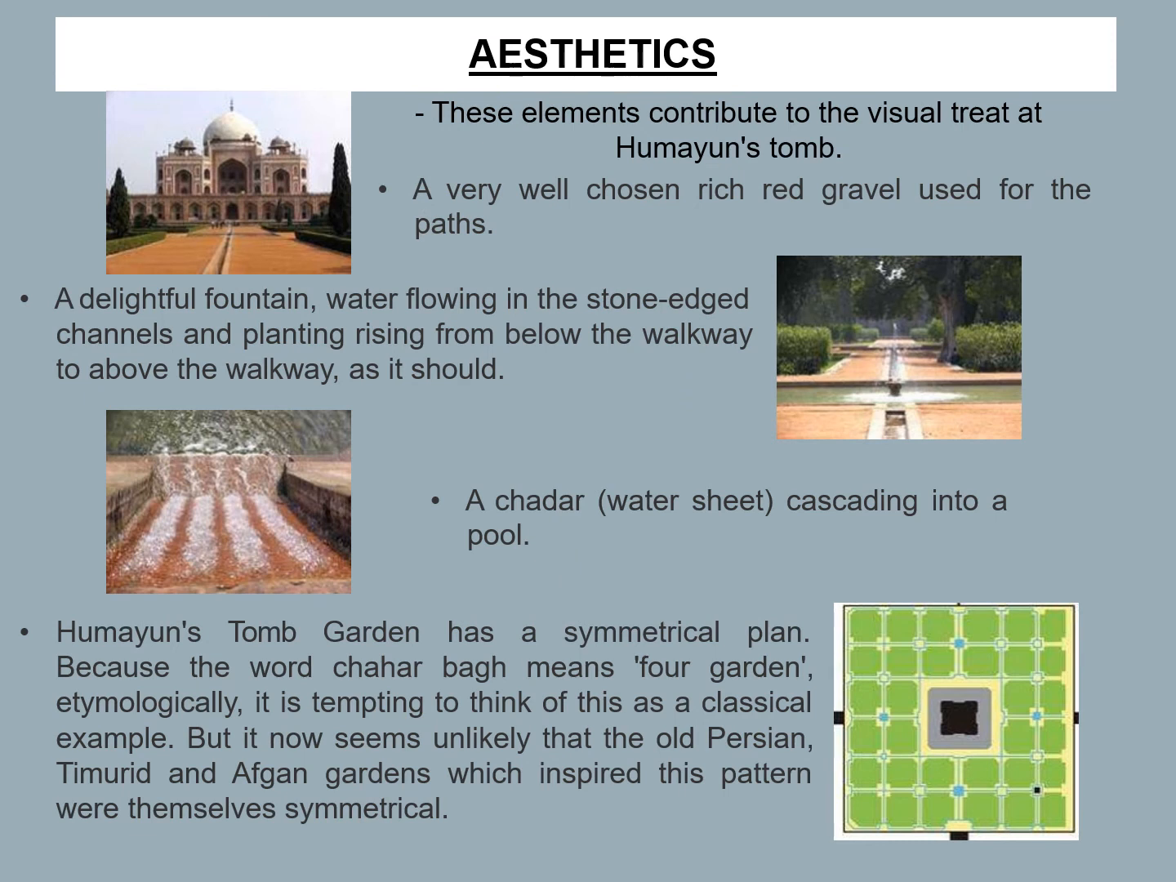Aesthetics, these elements contribute to the visual treat at Humayun Tomb. A very well chosen rich red gravel used for the paths, a delightful fountain, water flowing in the stone-edged channels and planting rising from below the walkway to above the walkway as it should, a chadar, a white sheet cascading into a pool. Humayun Tomb Garden has a symmetrical plan because the word Chahar Bagh means four gardens. Etymologically, it is tempting to think of this as a classical example, but it now seems unlikely that the old Persian, Timurid and Afghan gardens which inspired this pattern were themselves symmetrical.